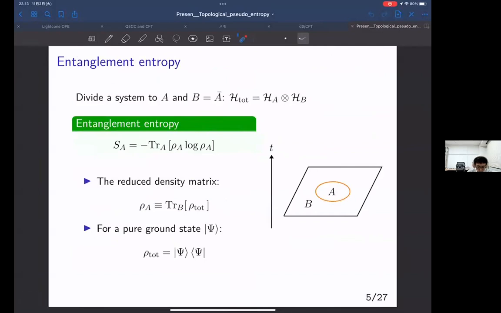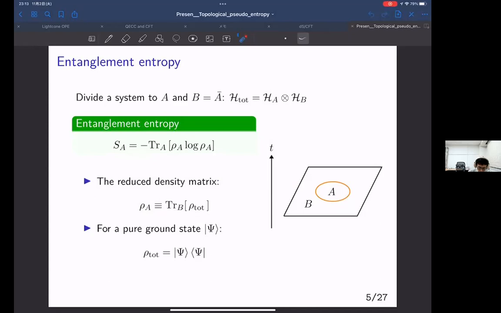Okay, to set the stage, I'd like to begin with the definition of entanglement entropy. In QFT, we take a time slice and bipartition this spatial region into two parts, region A and region B. Correspondingly, the Hilbert space is also decomposed into two parts, H_A times H_B. Then you can define the so-called reduced density matrix by taking a partial trace over the region B. This is the reduced density matrix, and the entanglement entropy is just the von Neumann entropy for this reduced density matrix.